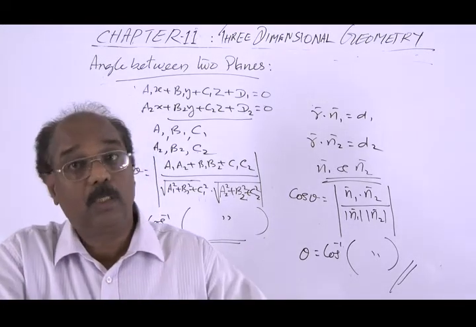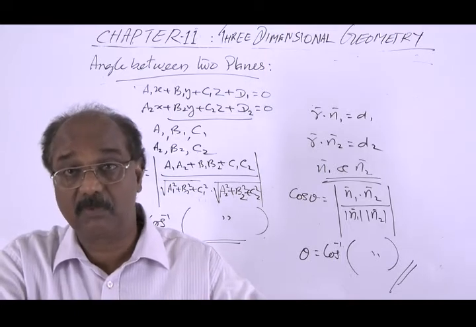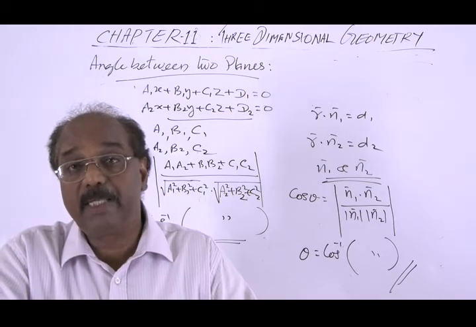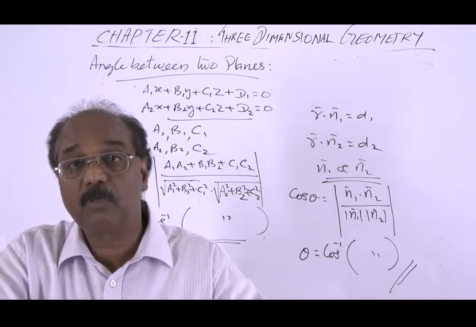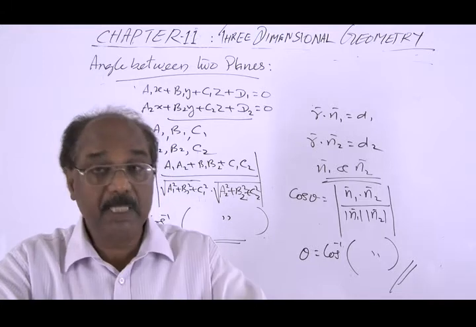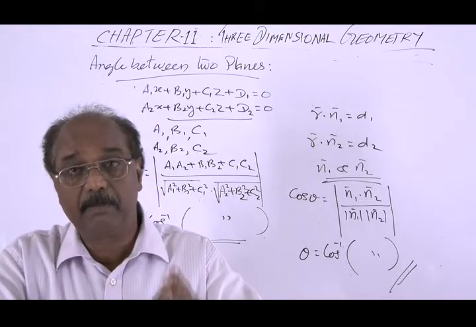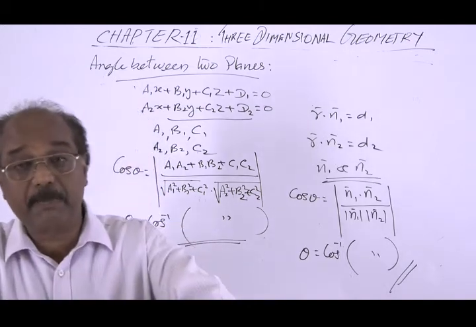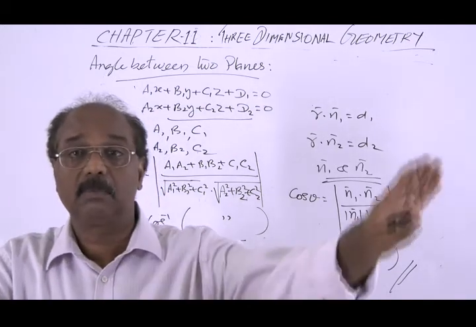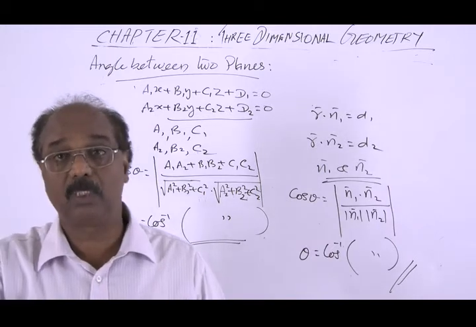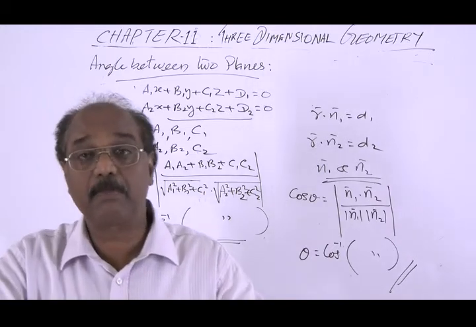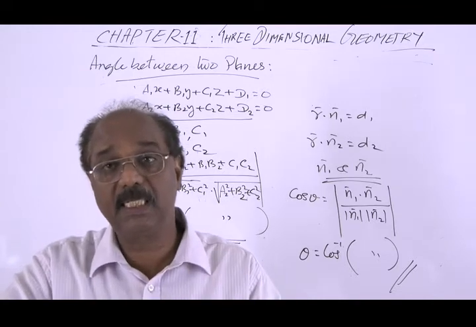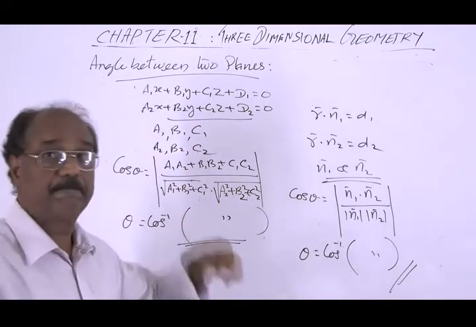Okay? And now we can have two more results from this: one, the condition for perpendicularity, and the other, the condition for parallelism. If the two planes are perpendicular, then their normals are perpendicular. If the two planes are parallel, then their normals are parallel. So we can apply the condition in this expression.